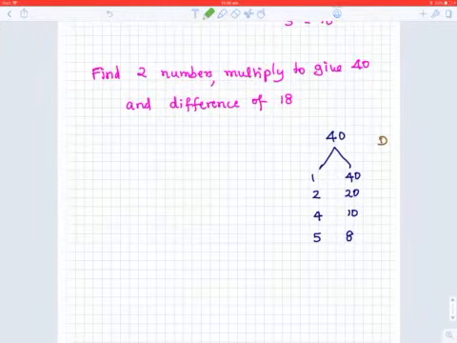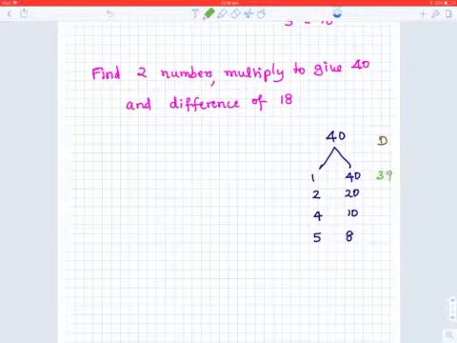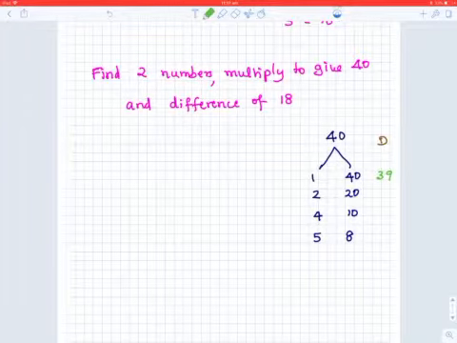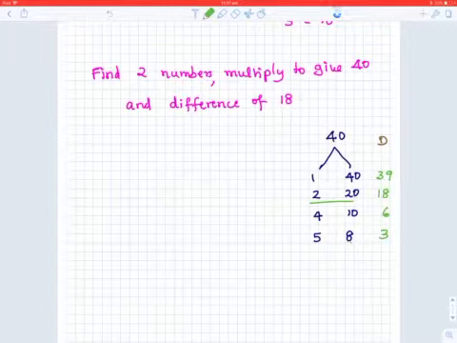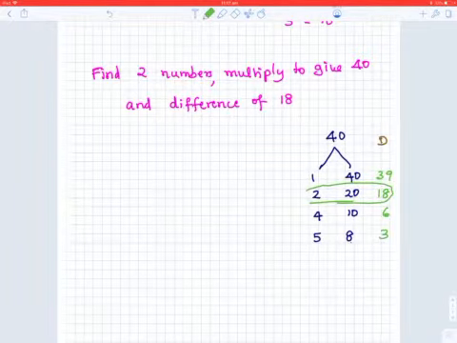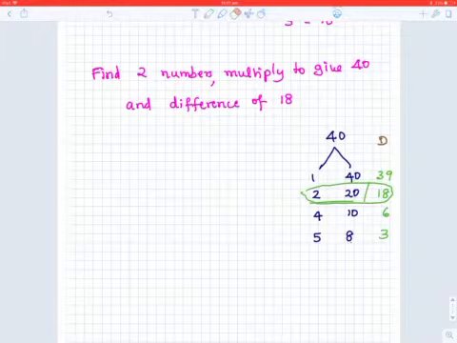The difference for this would be 39: 40 minus 1, 39. Bigger number minus the smaller number. Now the difference for this pair is 18. The difference for this pair is 6. The difference for this pair is 3. Now we want two numbers that multiply to give you 40 and a difference of 18. So I'm just going to choose this pair, which gives me 18.